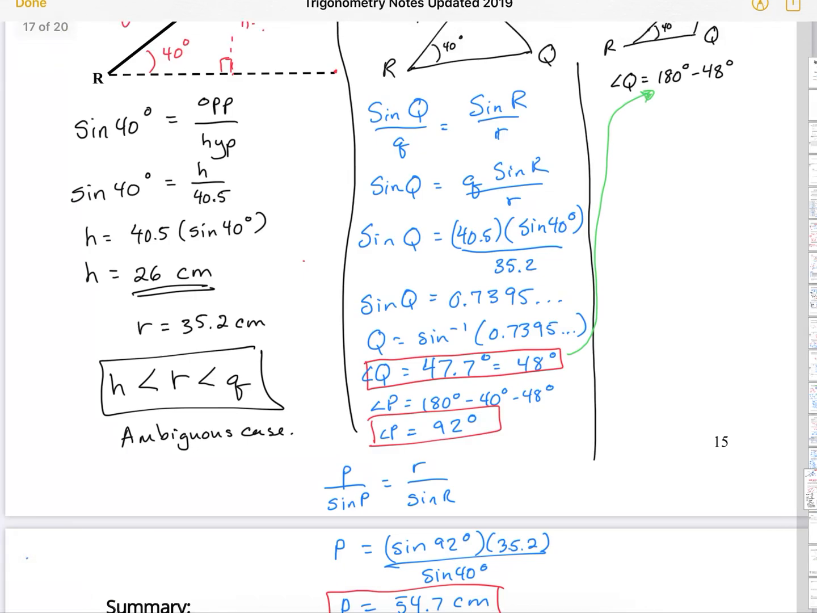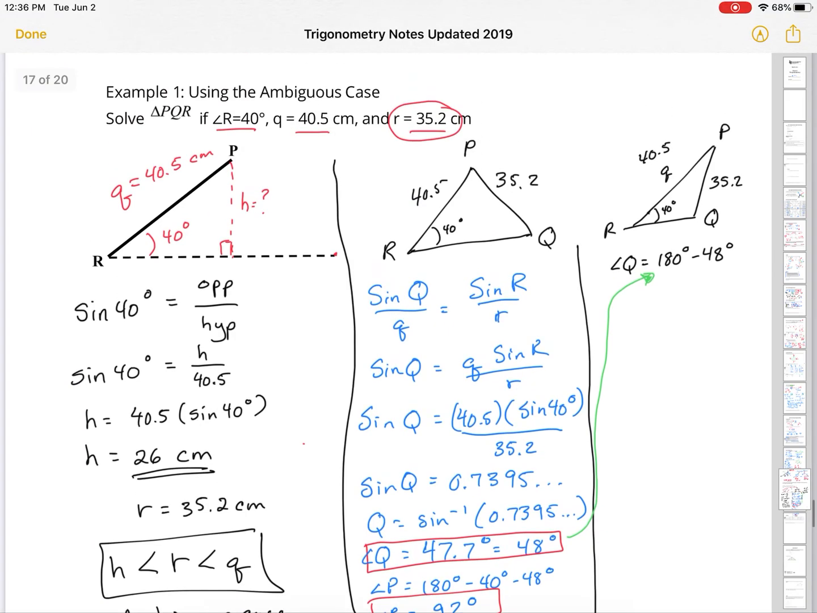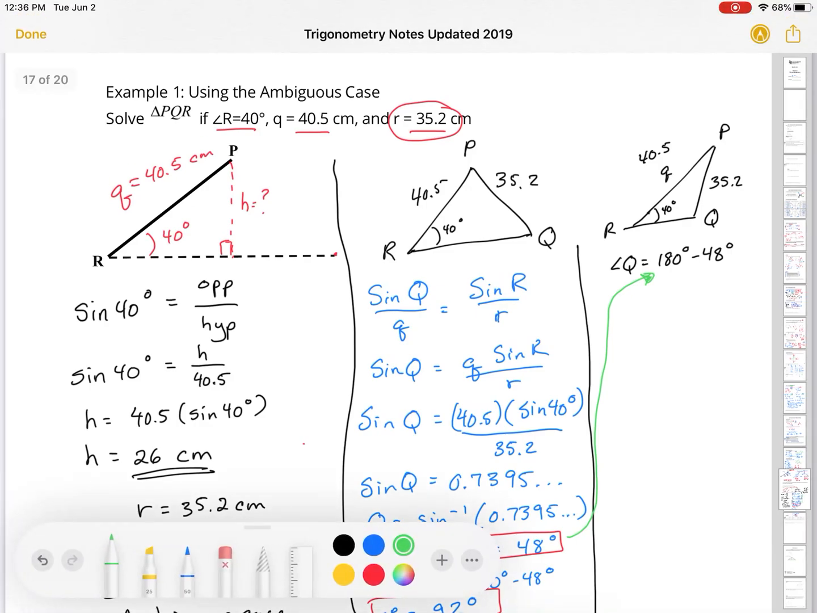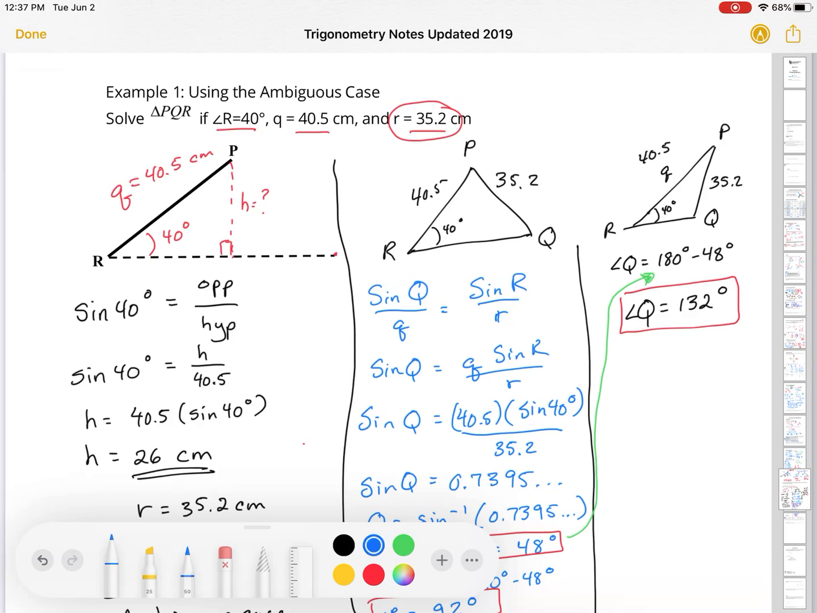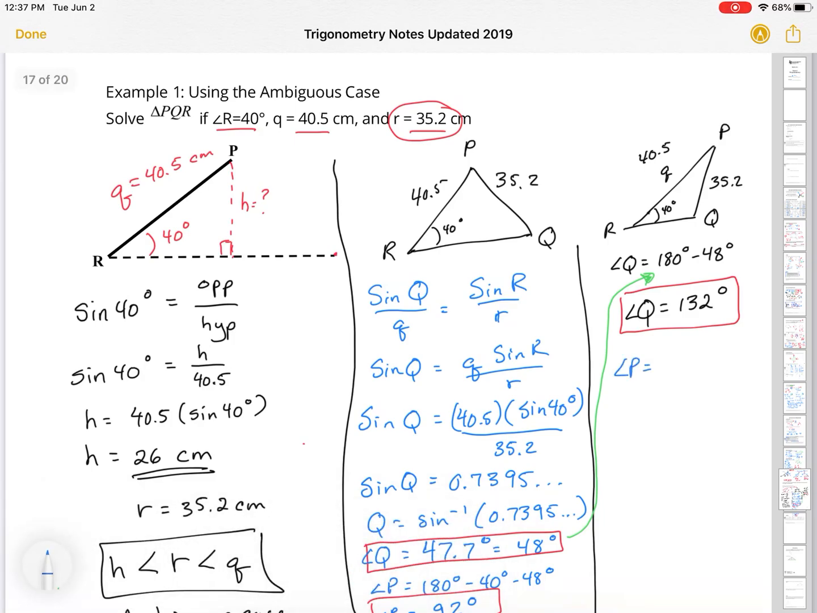So that 48 degrees, for the two cases, the angles of Q, they're supplementary angles. So we already can figure out angle Q. Angle Q is equal to 132 degrees. Okay, and we'll put that in a little box. Now, to find our angle P in the new triangle, angle P is going to be 180 minus 40 minus 132. So angle P will equal 8 degrees.